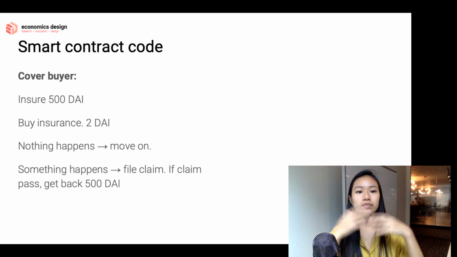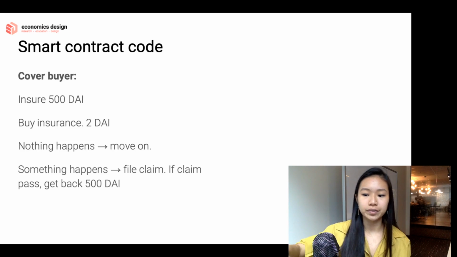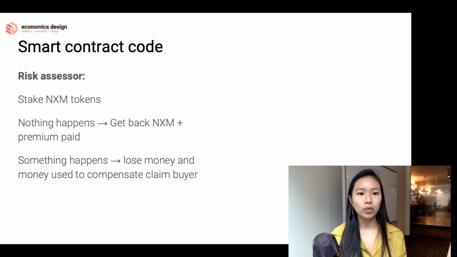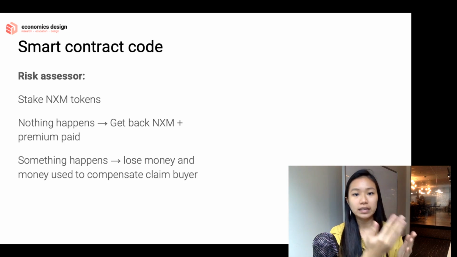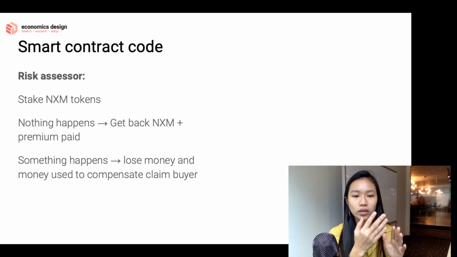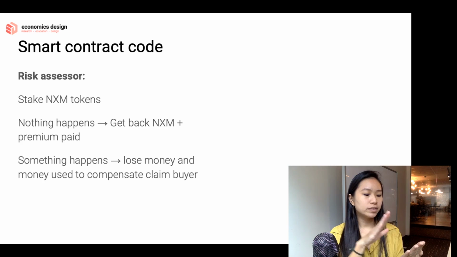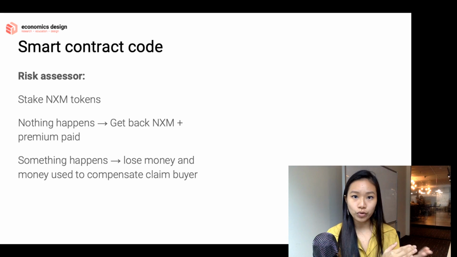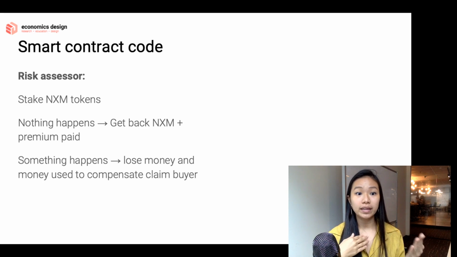Next. So that's the perspective of the buyer, right? Then you have the risk assessor. Risk assessors are people who decide if this smart contract is risky enough or not. So let's say it's a Lisa smart contract token, or the Lisa smart contract. And someone reads it and says, okay, you know what? I think this is safe. I will assess it as low risk. So I'm willing to stake my NXM token.